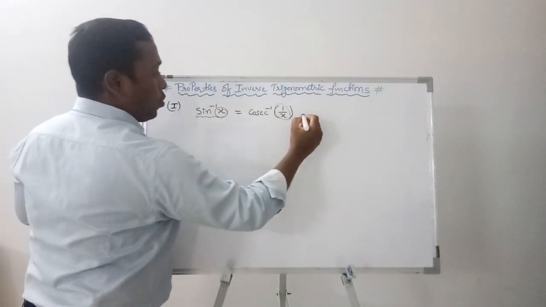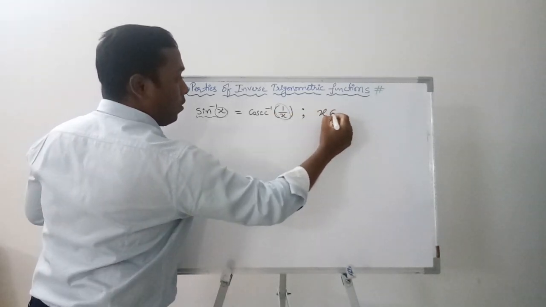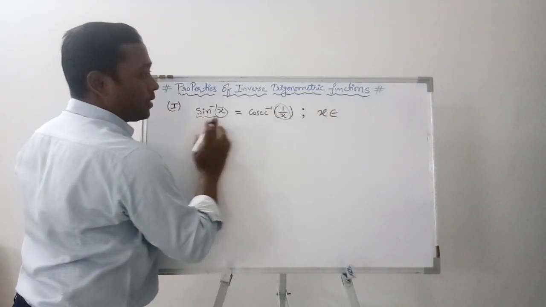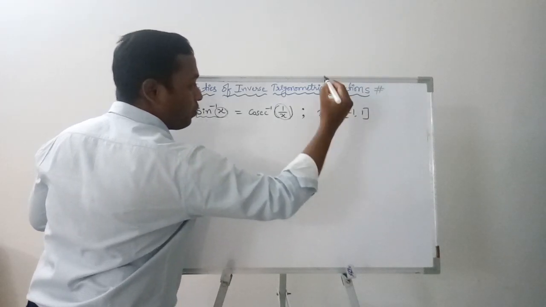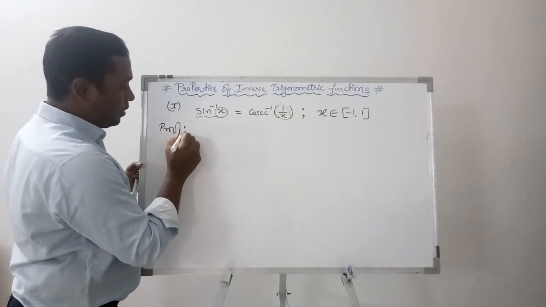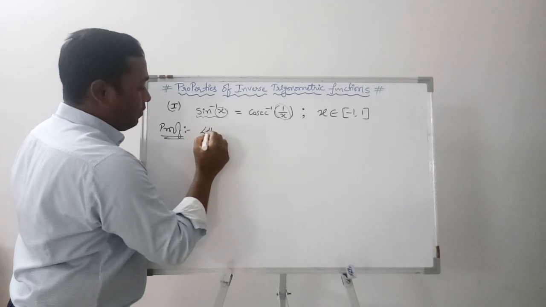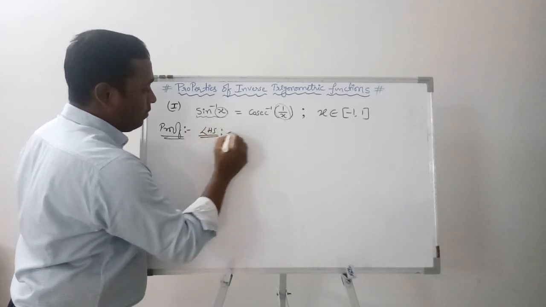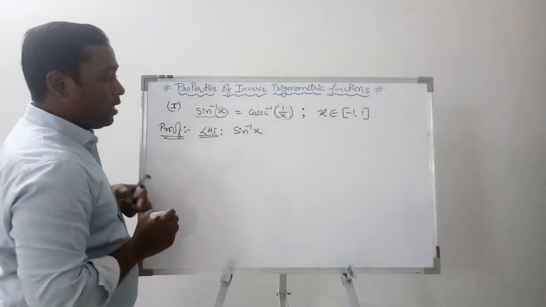Right. So while speaking this property, we have to remember it follows the domain of sin inverse x, and hence x must belong to -1 to 1. Now we are going to see the proof of this property. Now see, what do we have on the left hand side? On the left hand side we have sin inverse x, correct?